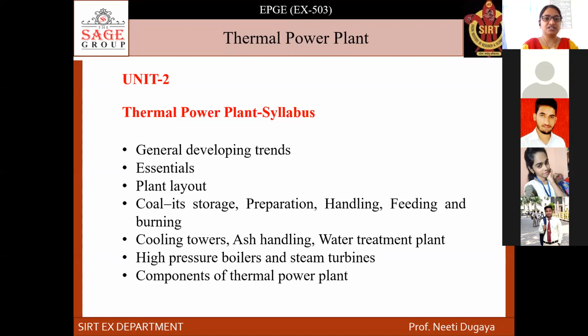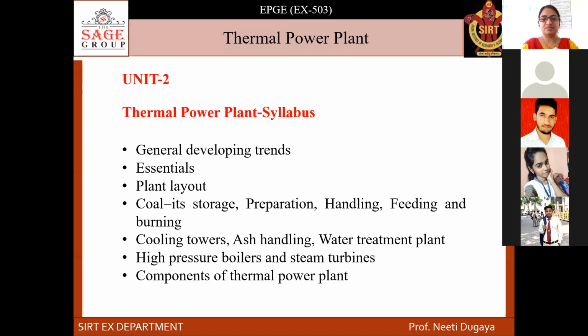So let's take a look at what we need to discuss in Unit 2: the general developing trends of power plants like thermal power plants, the essentials of thermal power plant, the plant layout, coal and its storage, preparation, handling, feeding and burning, then cooling towers, ash handling, water treatment plant, high pressure boilers and steam turbines, and the components of thermal power plant. The working of thermal power plant has not been mentioned here, but it is obvious that we have to study that.